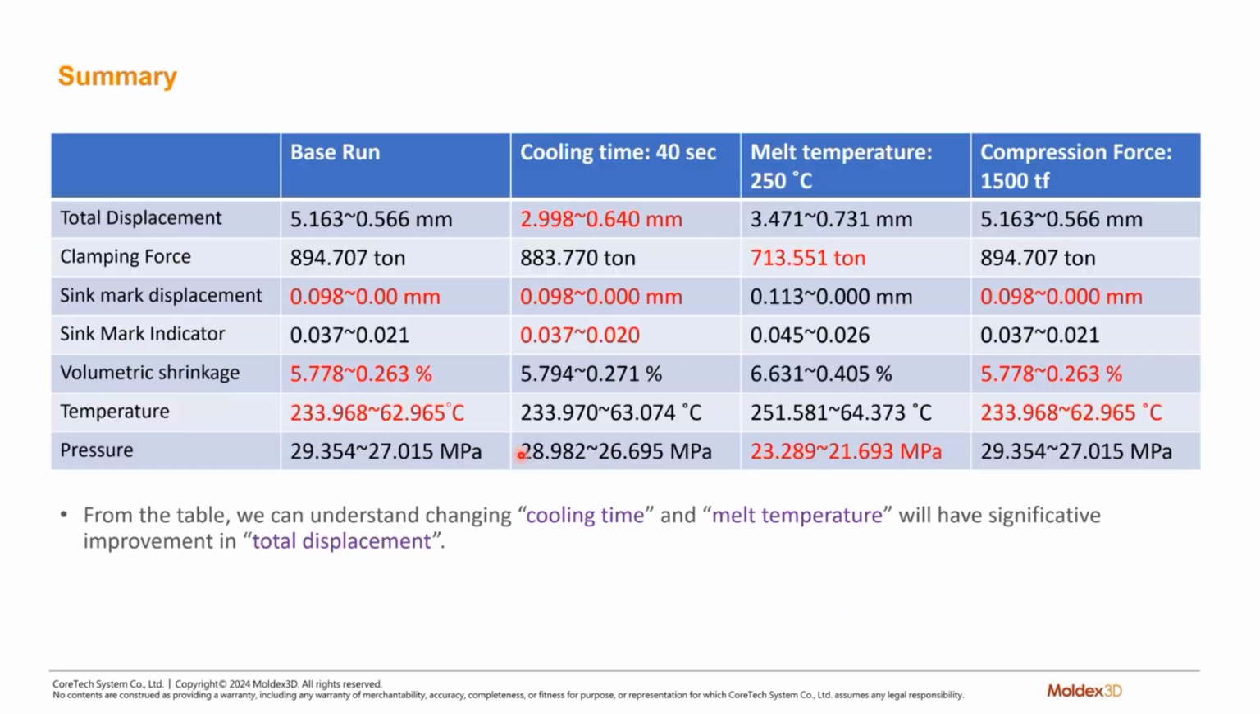So we use a table to put all of the results together. From this table, we can understand that changing the cooling time and the melt temperature will give a significant improvement in total displacement. But in this case, I think changing the cooling time is the best one.